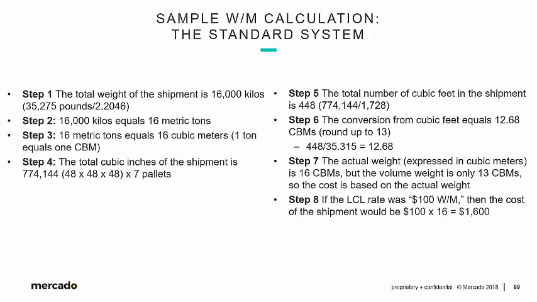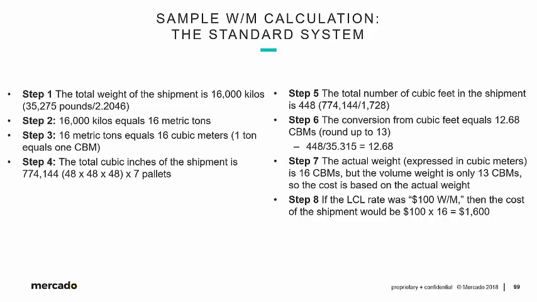448 cubic feet divided by 35.315, which is the number of cubic feet in a cubic meter, gives us 12.68. We'll round up to 13. In step 7, we recall that the actual weight expressed in cubic meters is 16 CBMs, 16 metric tons. But the volume weight is only 13 cubic meters. So the cost is going to be based on the actual weight, the 16 metric tons expressed as a cubic meter.